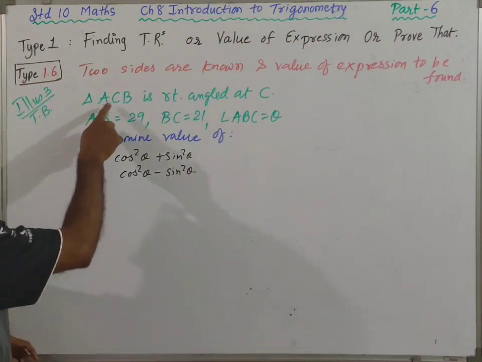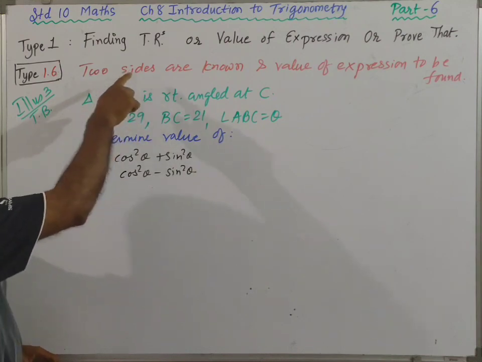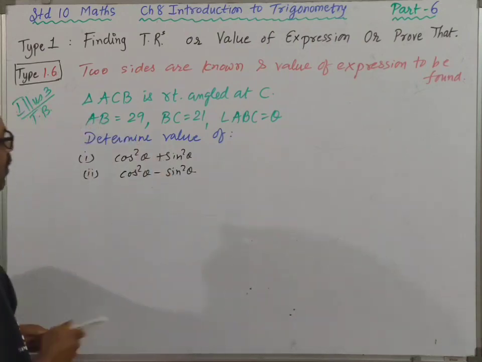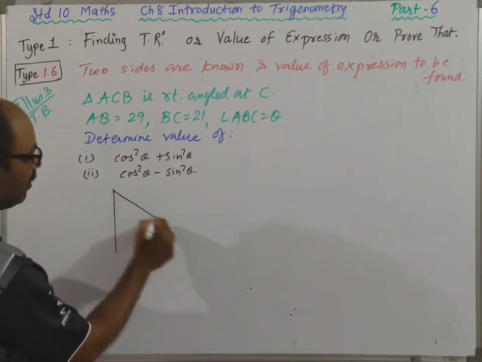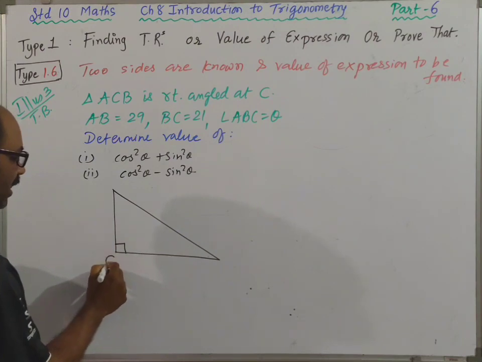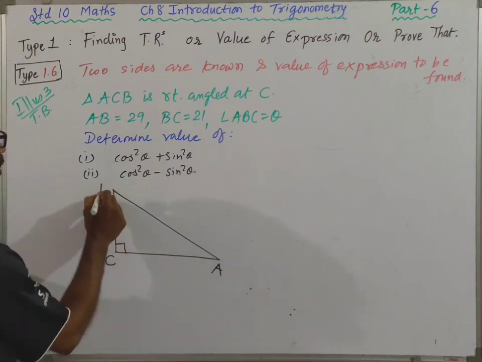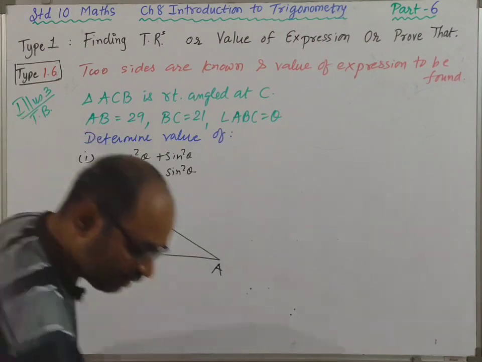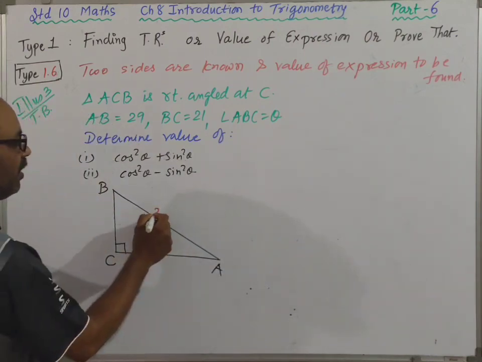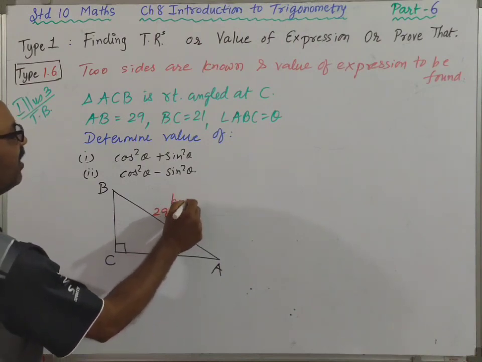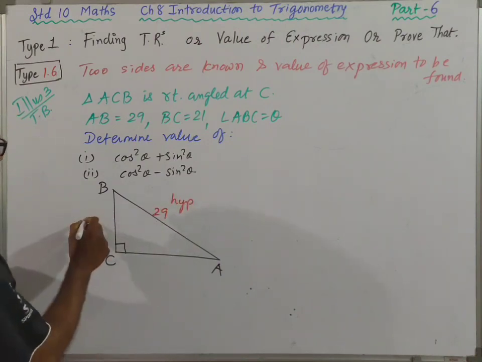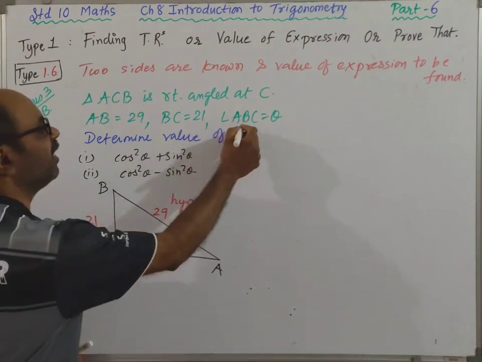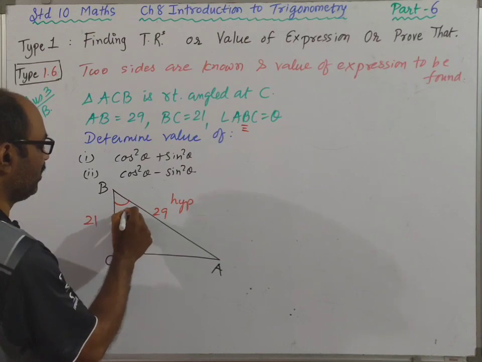Children, see. I'll read this later. Triangle ACB is right angled at C. So let me draw the right triangle. It is right angled at C. So you can take this A, this B. Alright. AB is equal to 29, that is the hypotenuse. BC is 21, this one. And angle ABC, that is B, this one, is theta.